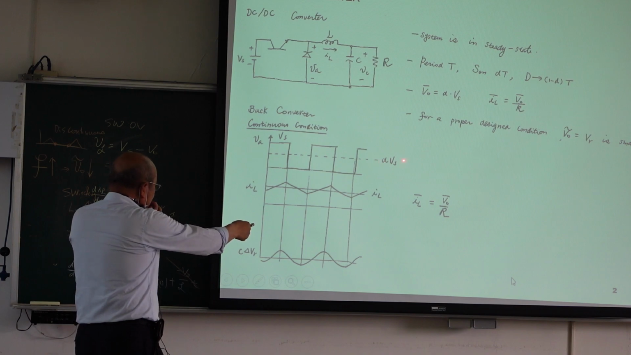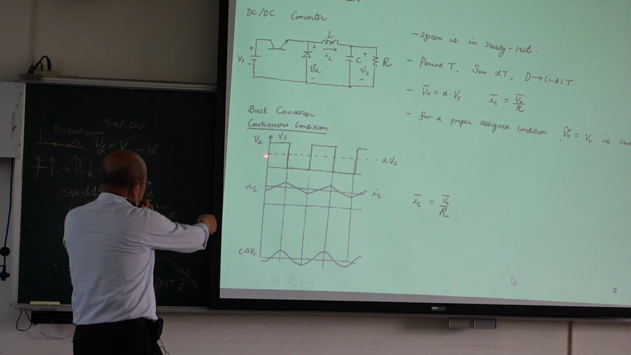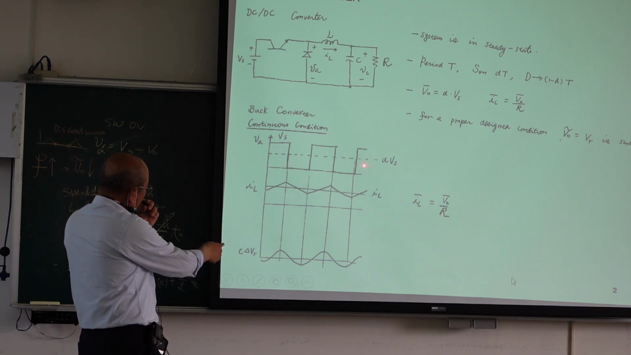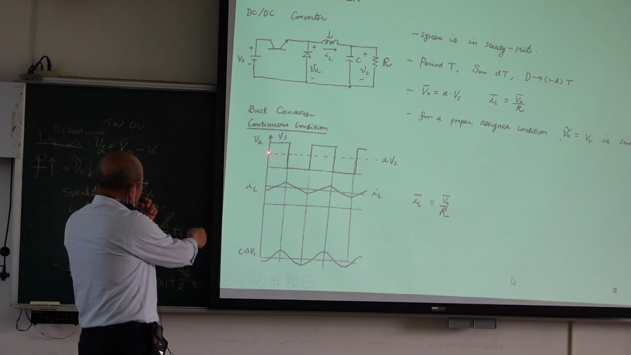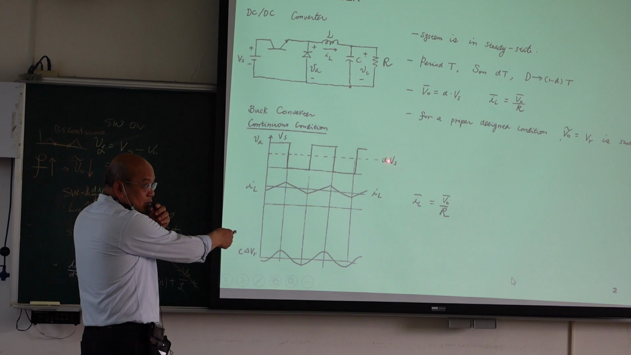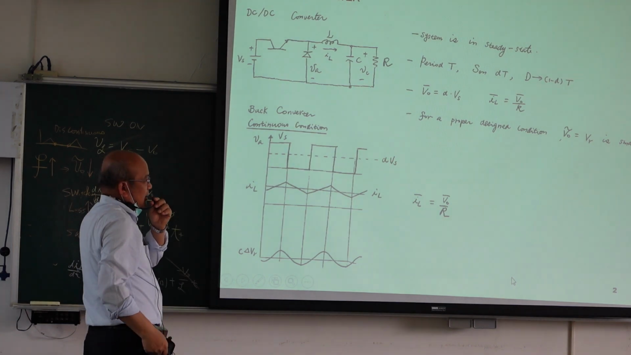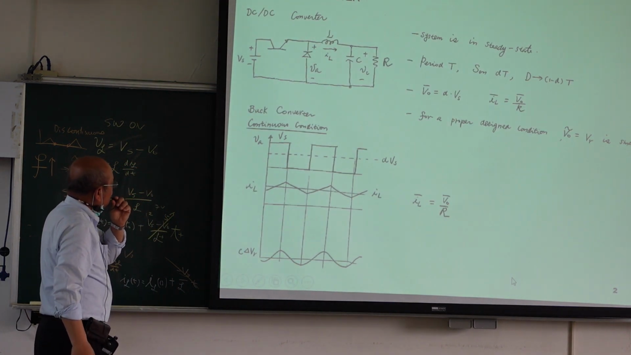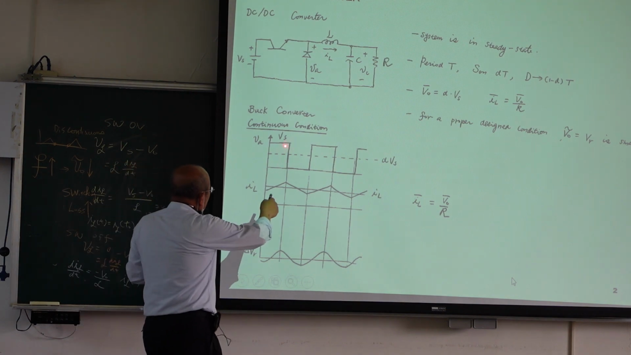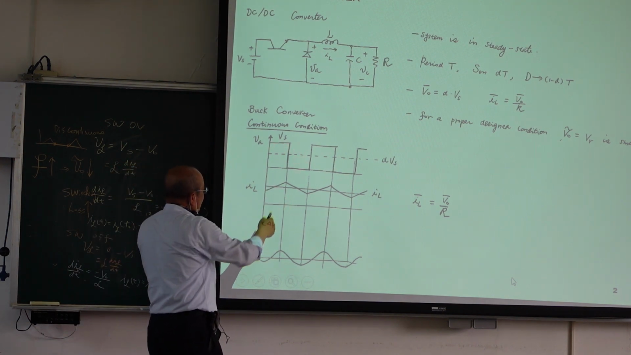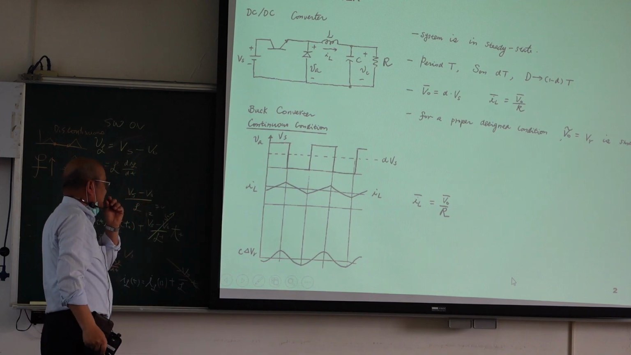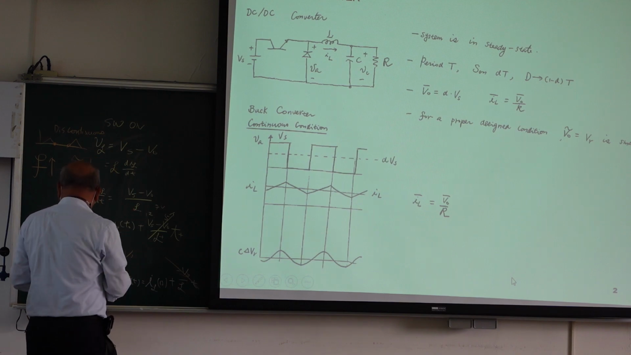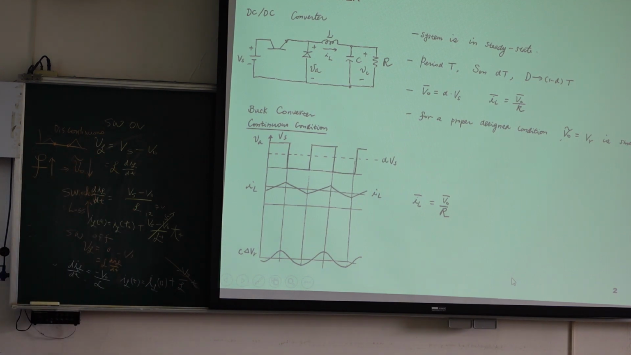So output is pure DC. But you say your output never reaches steady state because you have ripple. But in this case, we think our ripple is almost 0. So we think our output is here. Then what is the rule? The rule is this area should be equal to this area. So we will discuss later. So this is the continuous condition. How about a discontinuous condition?